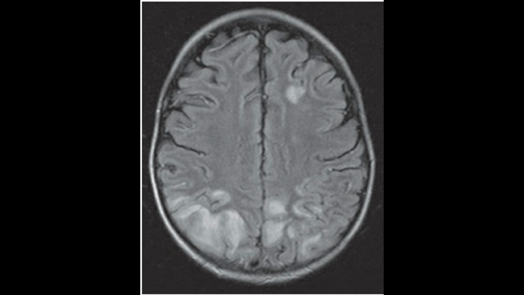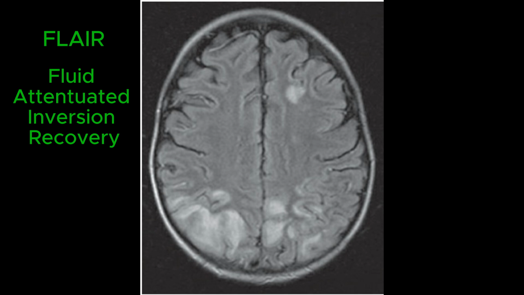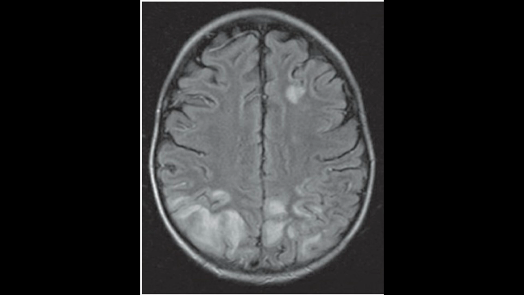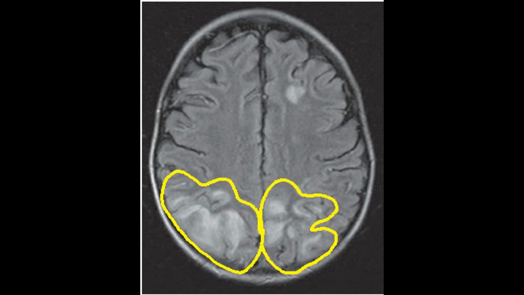Now, this is a FLAIR sequence. FLAIR stands for Fluid Attenuated Inversion Recovery. And what grabs your attention? Well, we see bilateral patchy areas of hyperintensities in the parieto-occipital lobes, and these are symmetrical and predominantly cortical-subcortical in nature, sparing the deep gray nuclei.